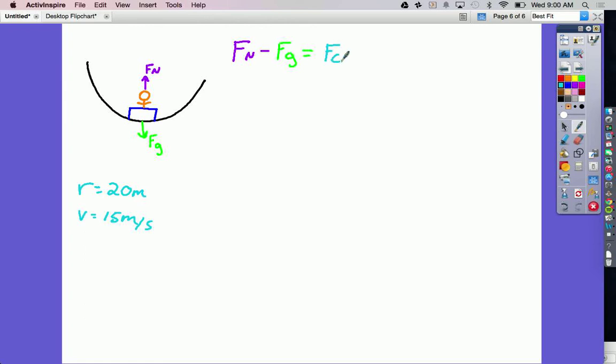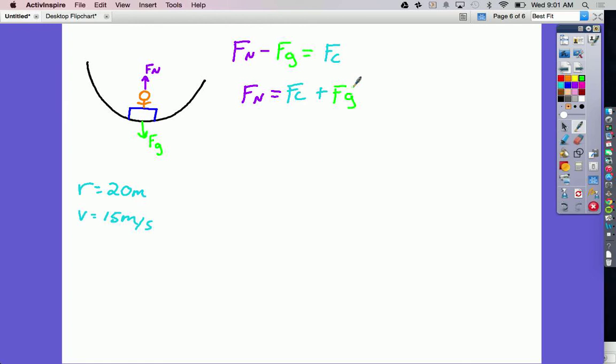my centripetal force. Now what we're going to do is solve this equation for the normal force, because that's what you are feeling on your body. That's how squished into your seat you are. So I get the centripetal force plus the force of gravity when I add it to the other side. Now we need to say, okay, what is the centripetal force and the force of gravity when they're put together?